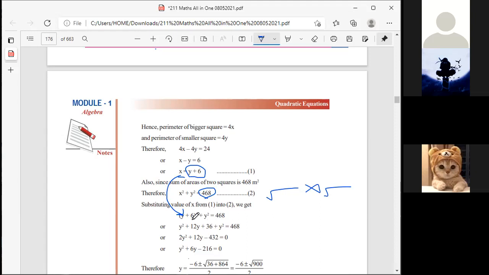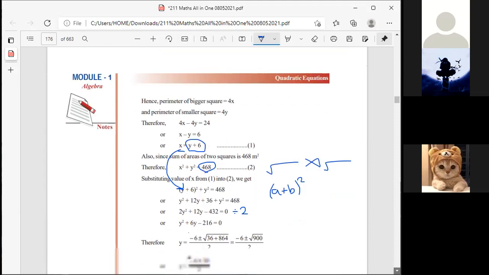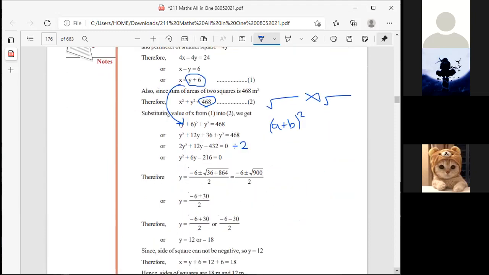Y plus 6 the whole square, again I will open it with the a plus b the whole square formula. Getting me? I will get 2y square and whatever else I get. Correct? And then I will divide the entire equation by 2. When I divide the entire equation by 2, this is what I get. Are you understanding? Yes, ma'am.